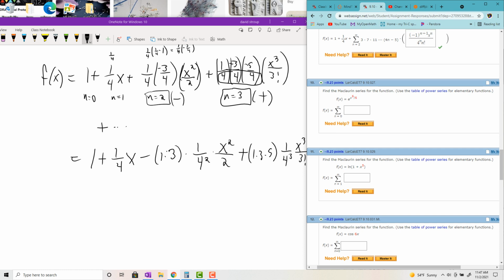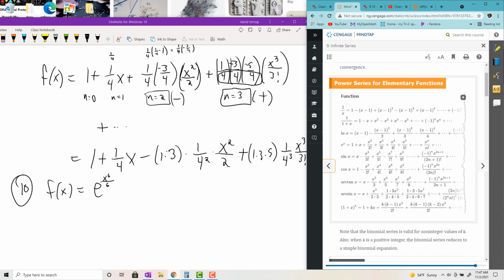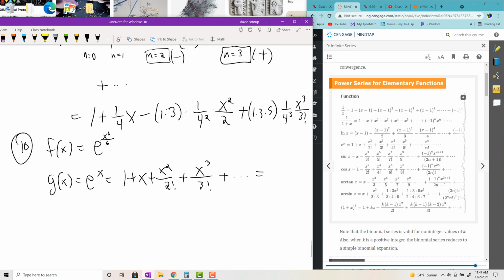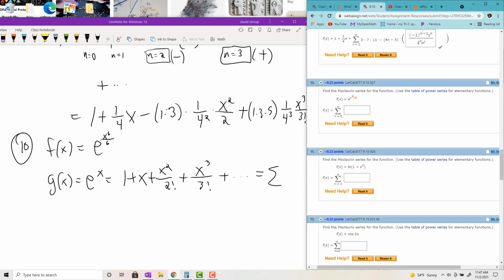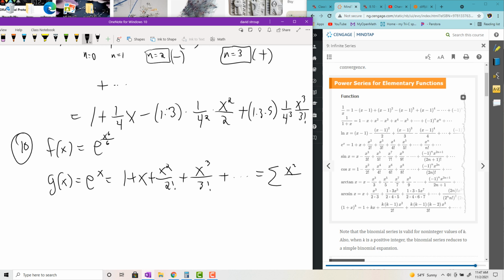So number 10, you have f of x equals e to the x to the 6 all over 6. And if you go to your table, we note that g of x, if that equals e to the x, the expansion is 1 plus x squared over 2 factorial plus etc. So to get our formula for this, we could write this in summation notation. Is that what they ultimately want, a summation? Yeah. So in summation notation it is x to the n all over n factorial from n equals 0 to infinity.